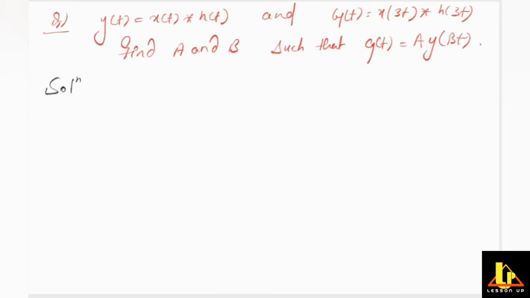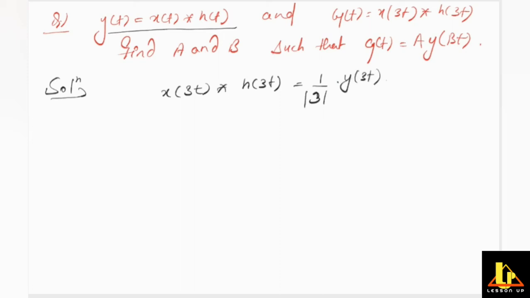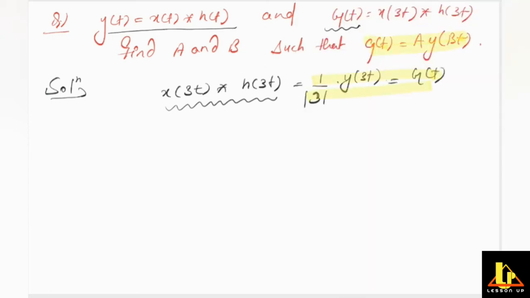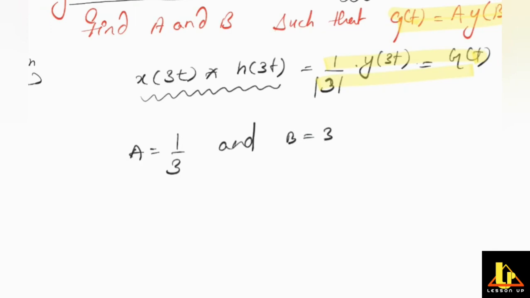Now according to the property, if y of t is the convolution of x of t and h of t, then the convolution of x of 3t with h of 3t will be equal to 1 by mod 3 into y of 3t. Now x of 3t convolution h of 3t is nothing but g of t. So we can write this equation equal to g of t. Now we will compare these two equations. What we will get? We will get a is equal to 1 by mod 3, that is 1 by 3, and y of 3t, and here they have given y of bt. So b will be equal to 3.